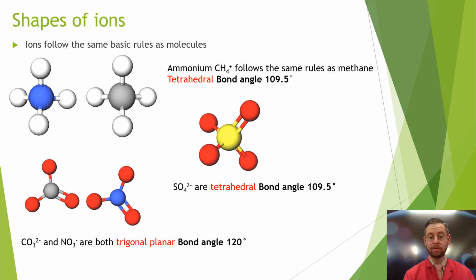SO42- with two of those double bonds again has this tetrahedral shape of a bond angle of 109.5. And here, the carbonate and the nitrate ions, they are trigonal planar just because they have three bonds, a bond angle of 120 degrees.